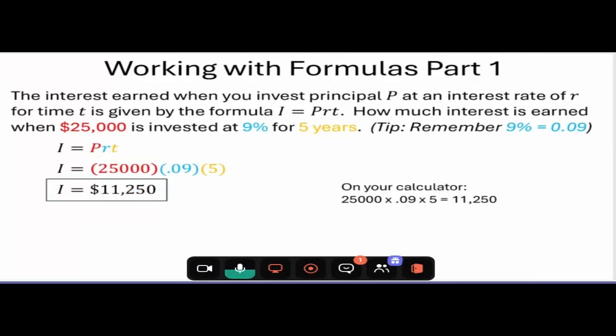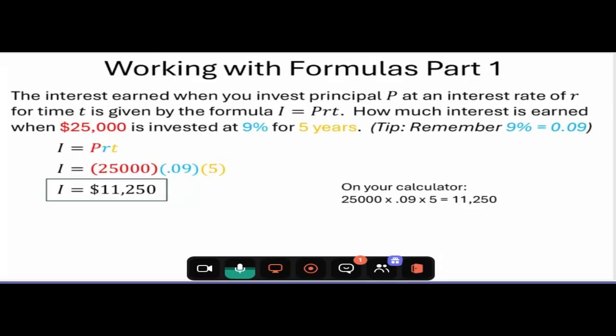We punch it straight into our calculator. 25,000 times 0.09 times 5. We get $11,250. That's not a bad return if you could get 9%. Well, you're never going to get a 9% GIC, but if you could get that rate from someone, that's not a bad investment to make, actually, if you can spare the money.